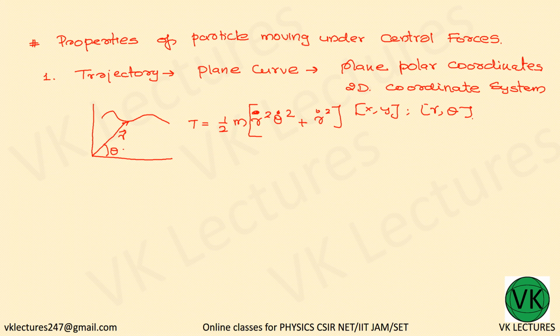And potential V, as we know, it is a function of r alone. So the Lagrangian can be written as Lagrangian is equal to T minus V, that is half m, let's write r dot square first, r dot square plus r square theta dot square minus V of r. So it's the Lagrangian of the particle moving in central forces.